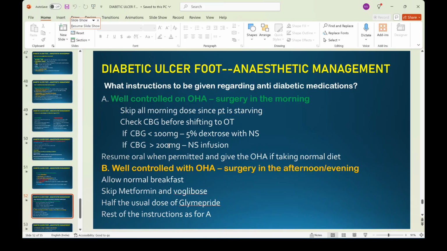So these patients will be usually very mild diabetics with a HbA1c around 7 or 7.5 and well controlled on OHA, but the surgery is in the afternoon or evening. Then allow normal breakfast. Keep metformin and the other drug called voglibose. Give half the dose of glimepiride and restart the drugs whenever oral is permitted. So drugs to be avoided are metformin, voglibose, and to this you can also add SGLT2 inhibitors. Glimepiride can be continued at half the dose and not the regular dose.